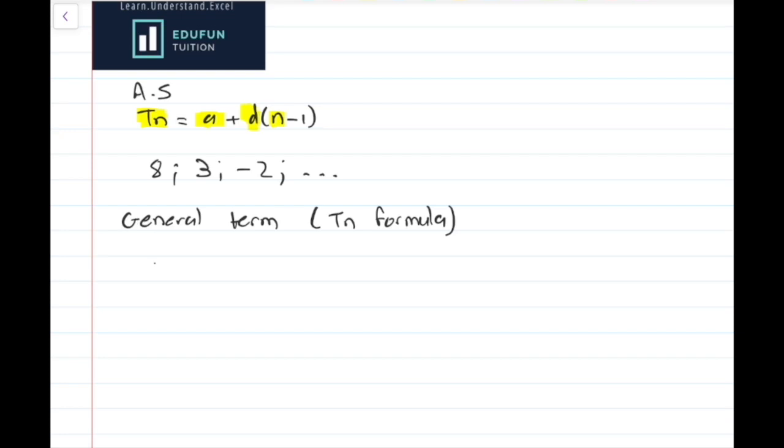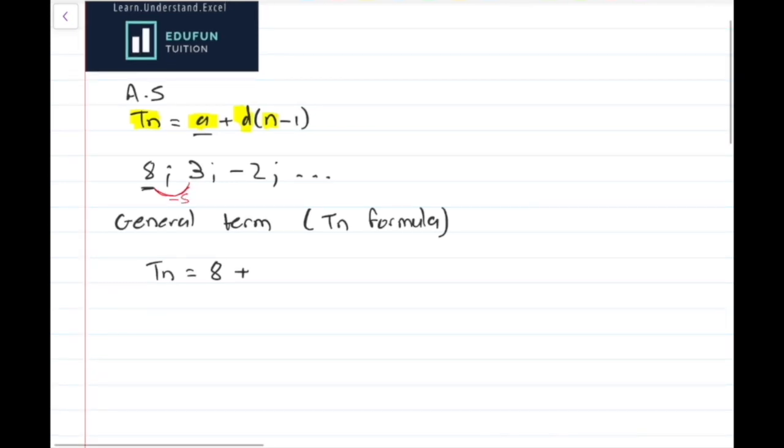All right, so it's just going to be Tn. The a value is 8 plus the difference, and obviously here the difference, we always take it from term 2 minus term 1. The difference here is going to be minus 5. So we put that as, actually we can put that there because it's going to be the difference that we're dealing with now, as minus 5 into n minus 1.